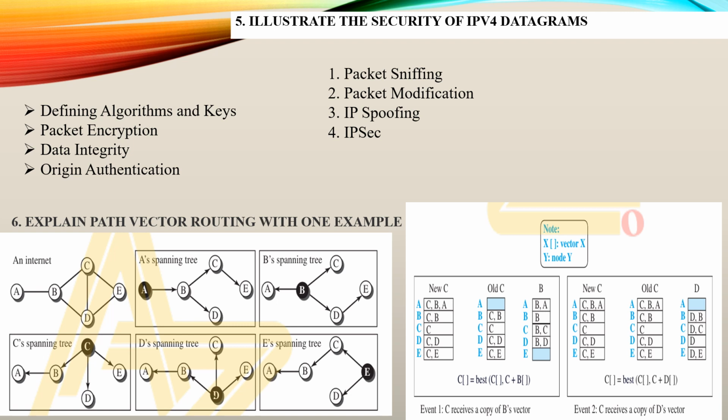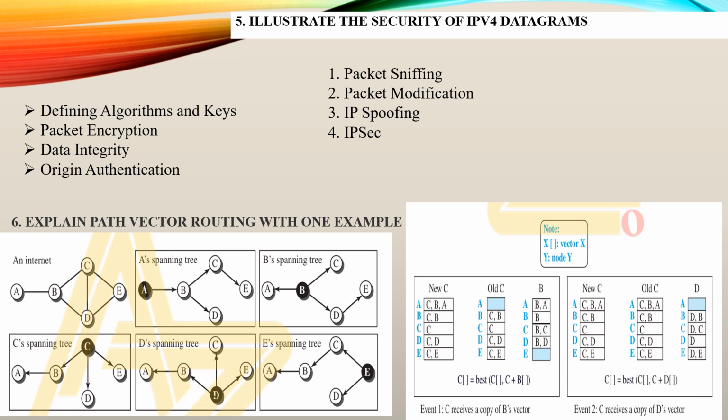Explain path vector routing with one example. So path vector routing is nothing but you have a network graph here where a spanning tree must be found for each node. So for A to reach E, what all paths can it follow, and it should be the least cost path. For each of the nodes you will draw this, and then find one particular new path for one particular node. So here they have taken the new C. For C, they are going to find out the new path.